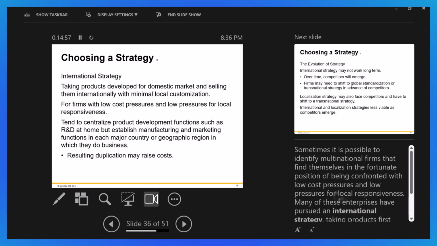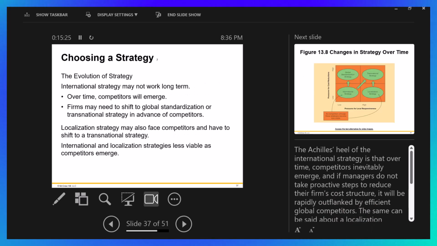International strategy is taking products developed for the domestic market and selling them internationally with minimal local customization. For firms with low cost pressures and low pressures for local responsiveness. It tends to centralize product development functions such as R&D at home, but establish manufacturing and marketing functions in each major country or geographic region in which they do business. Resulting duplication may raise costs.